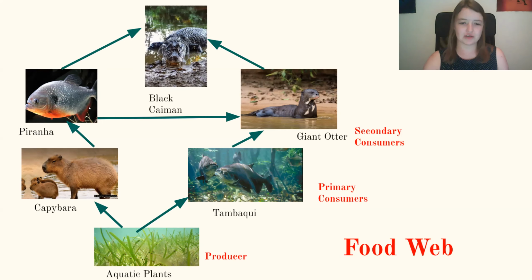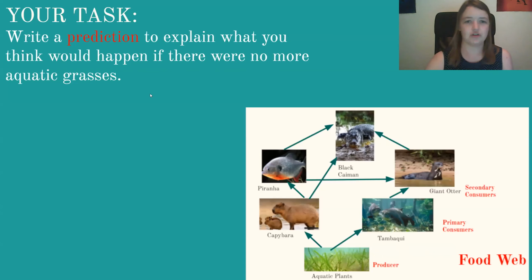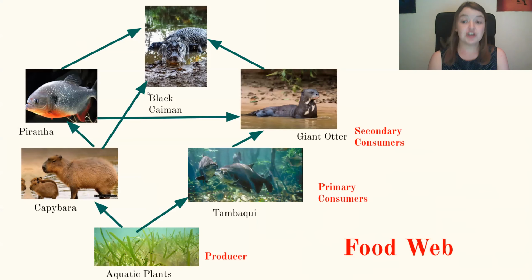Now, at the top, at the apex of our food web, we have got that black caiman we were talking about, one of the most dangerous animals in the rainforest. And that is our tertiary, our third consumer. Our tertiary consumer is the one that will eat almost anything in front of it. It is a carnivore. And sometimes it won't just eat piranha or giant otter, it'll go straight to the rodents, straight to the capybara. It's not necessarily going to always eat a tambaqui, but it has been known to eat fish as well. So this is a carnivore, and it is at the apex, the very top of our food web. It has very few predators.